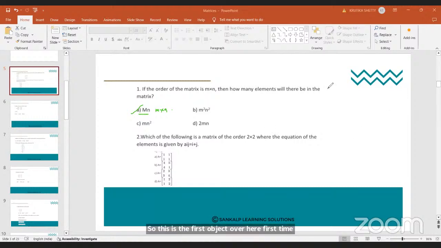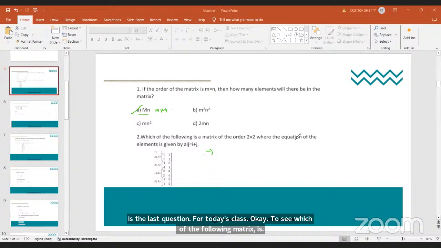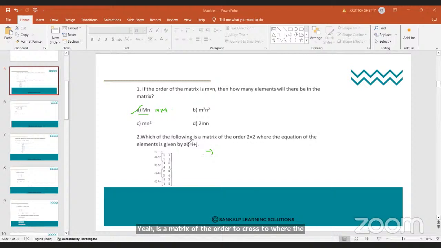Next, the second question. Pay attention. This is the last question for today's class. Which of the following matrices is a matrix of the order 2 cross 2, where the equation of the elements is aij equal to i plus j? We discussed the formation of a matrix. They are asking us to write down a matrix whose order is 2 cross 2. A 2 cross 2 matrix will have 4 elements. Which are those 4 elements? A11, A12, next A21 and A22. So write this pattern and then use the condition.